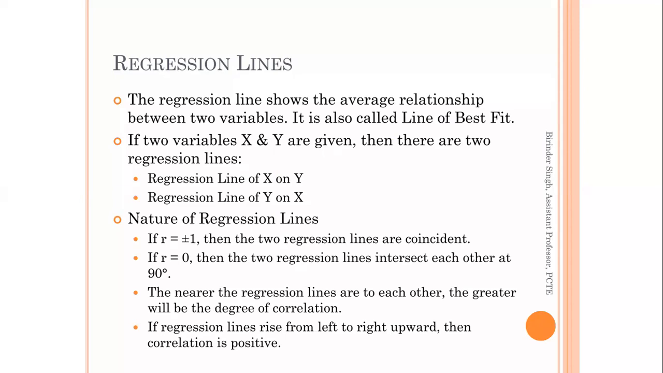Now coming to the nature of regression lines: if r is equal to plus or minus 1, then the two regression lines are coincident. If r is equal to 0, then the two regression lines intersect each other at 90 degrees. So this is the nature of the relationship. The third one is, the nearer the regression lines are to each other, the greater will be the degree of correlation. That means if the two regression lines are coming nearer and nearer, the degree of correlation between the variables will be greater. If the regression lines rise from left to right upward, then the correlation is positive.